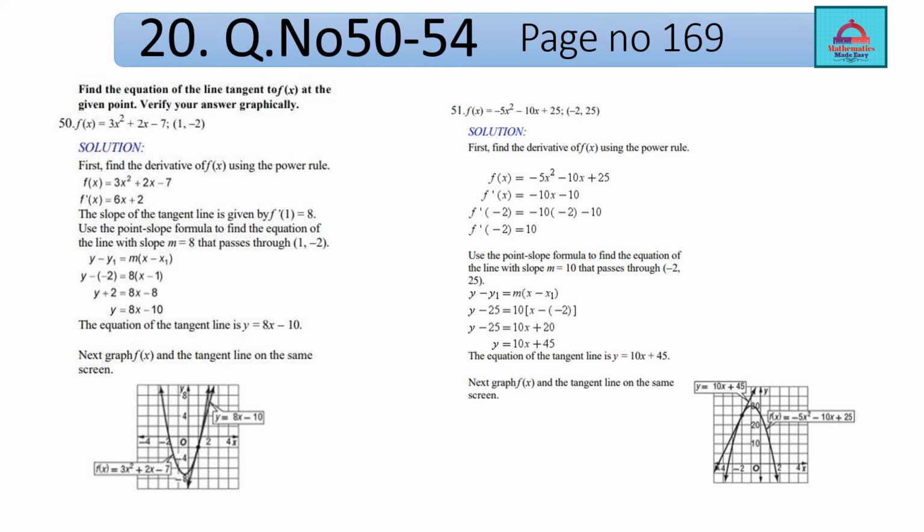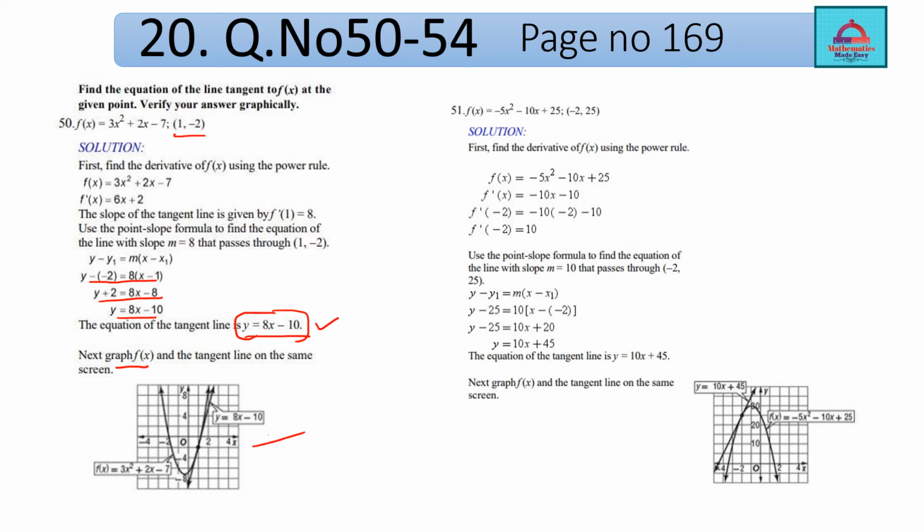Okay, so we had solved till this step. Now we get y plus 2 is equal to 8 times x minus 1. Simplify and the equation of the tangent line comes out to be this. Now one additional thing that is asked in the question is the graph. So you draw the graph of the function f(x), it will come out to be a parabola, and then to this parabola at the point 1 comma minus 2 you have to draw the tangent. So this is the point and this is the tangent line, y equal to 8x minus 10.